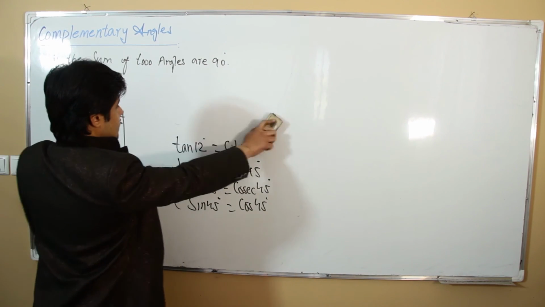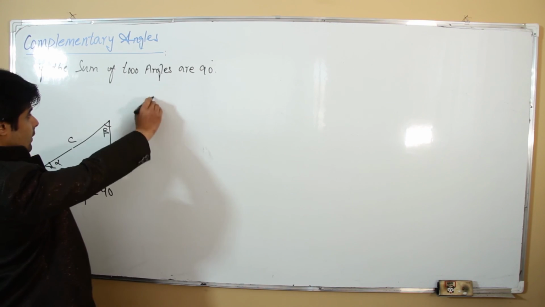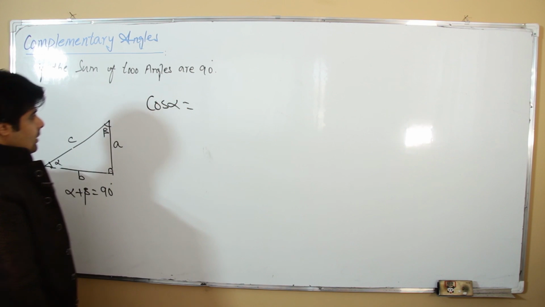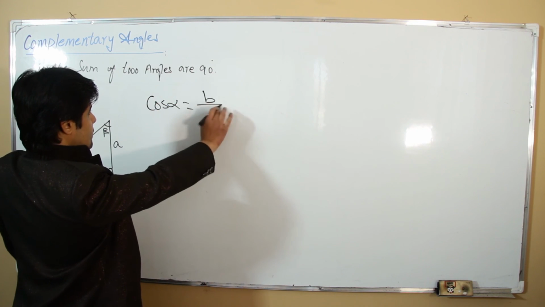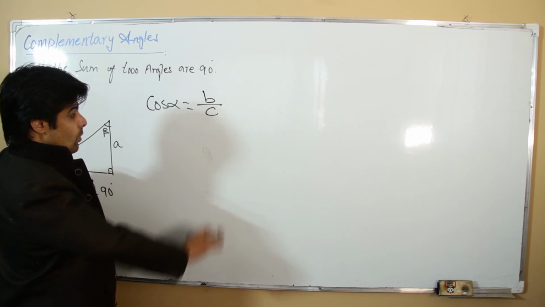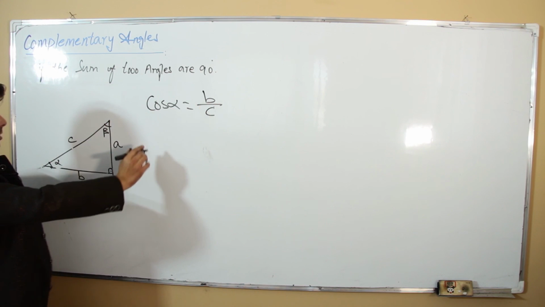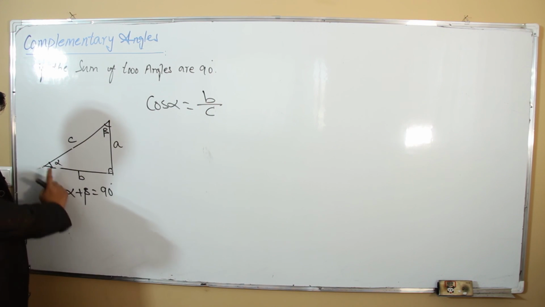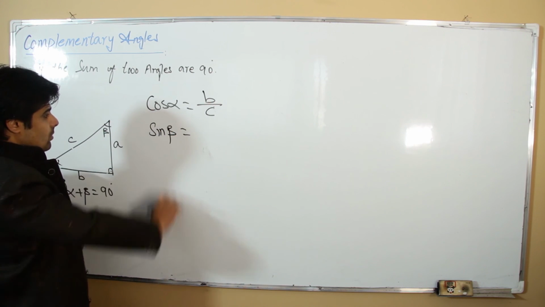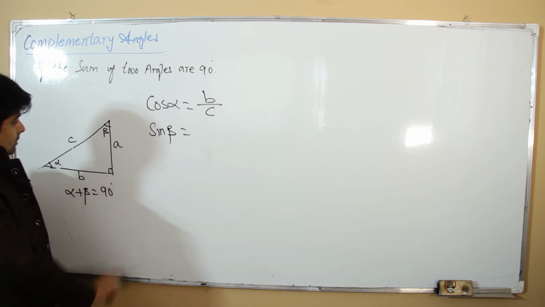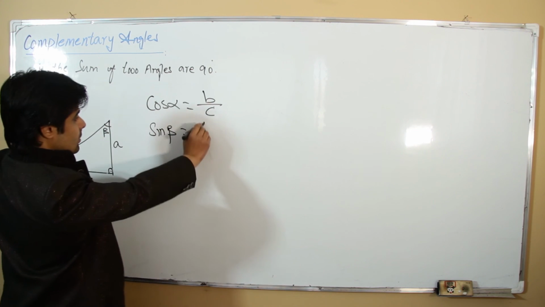Yes, it's simple. Suppose I want to define cosine of alpha. Cosine of alpha is adjacent divided by hypotenuse, b divided by c. Now, what is the complement of alpha? It is beta. So I mentioned that the cosine of this one is equal to the sine of this one, sine of beta. Now, what is sine of beta? Sine of beta is opposite divided by hypotenuse, b by c.